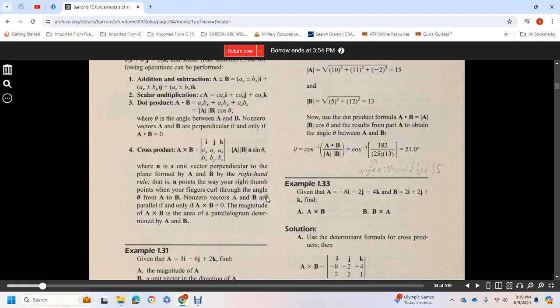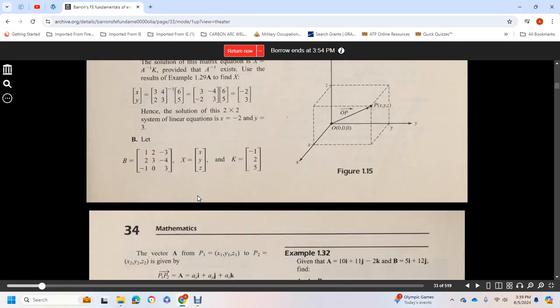Nonzero vectors A and B are parallel if and only if A cross B is 0. The magnitude of A cross B is the area of the parallelogram determined by A and B. And then it gives the examples.